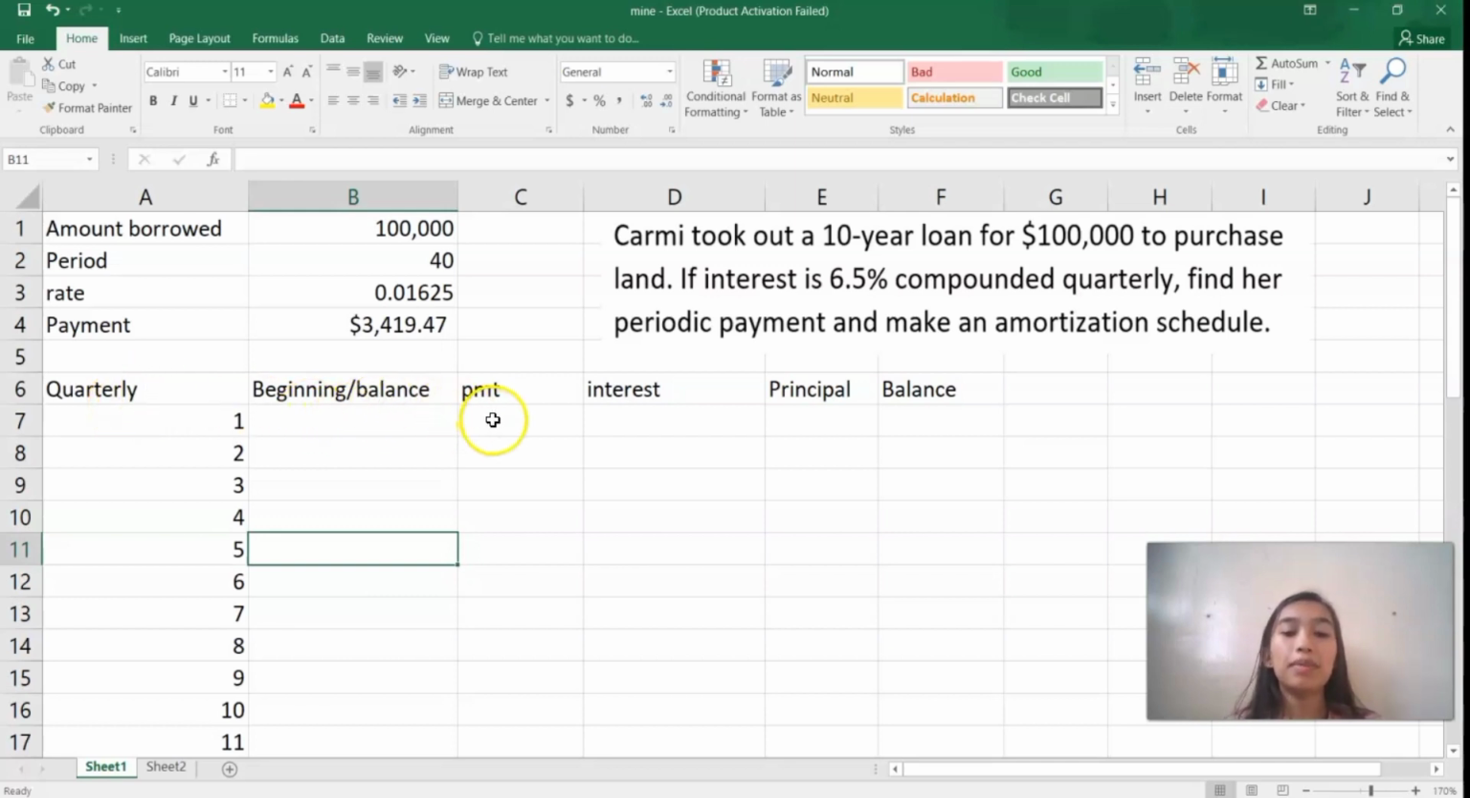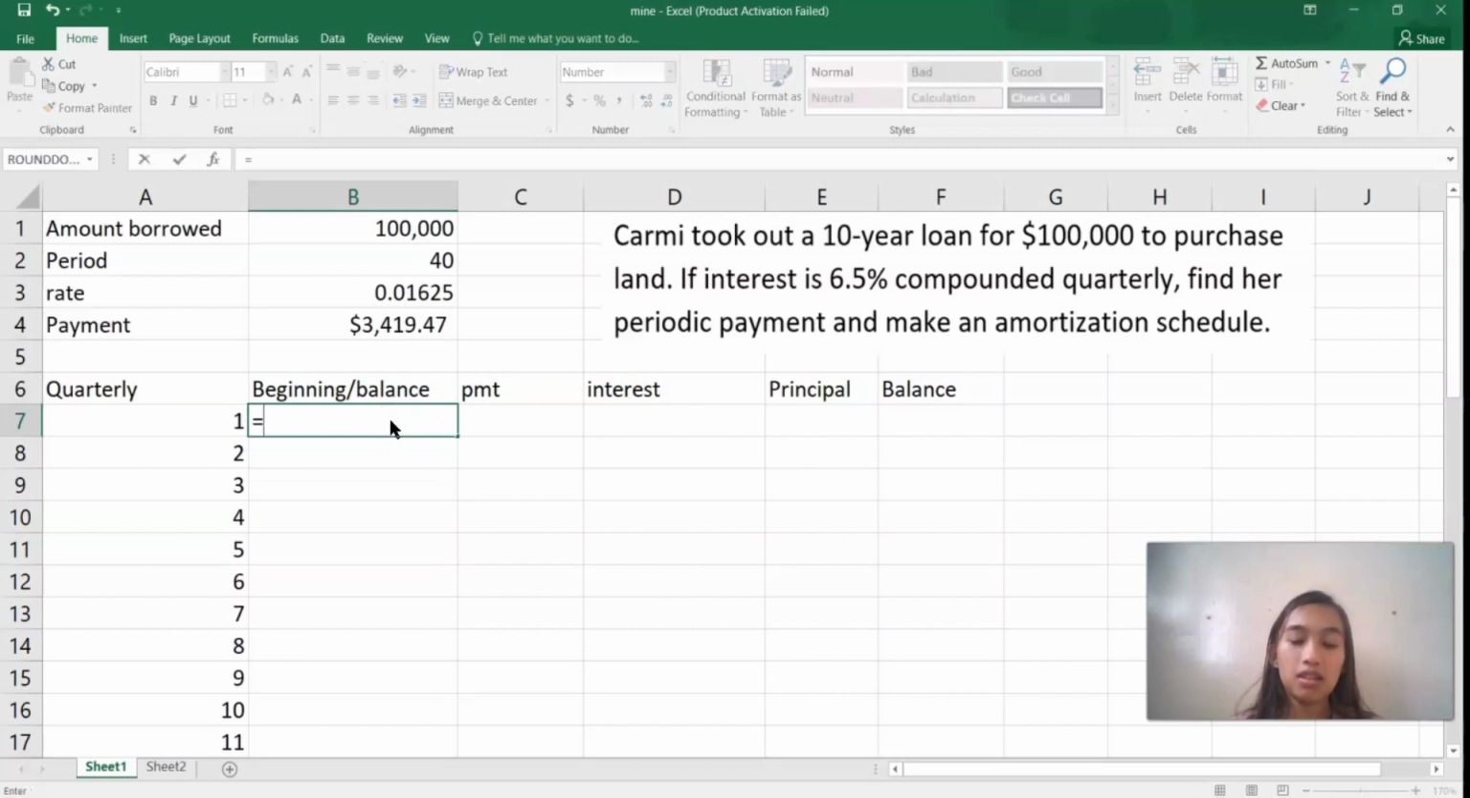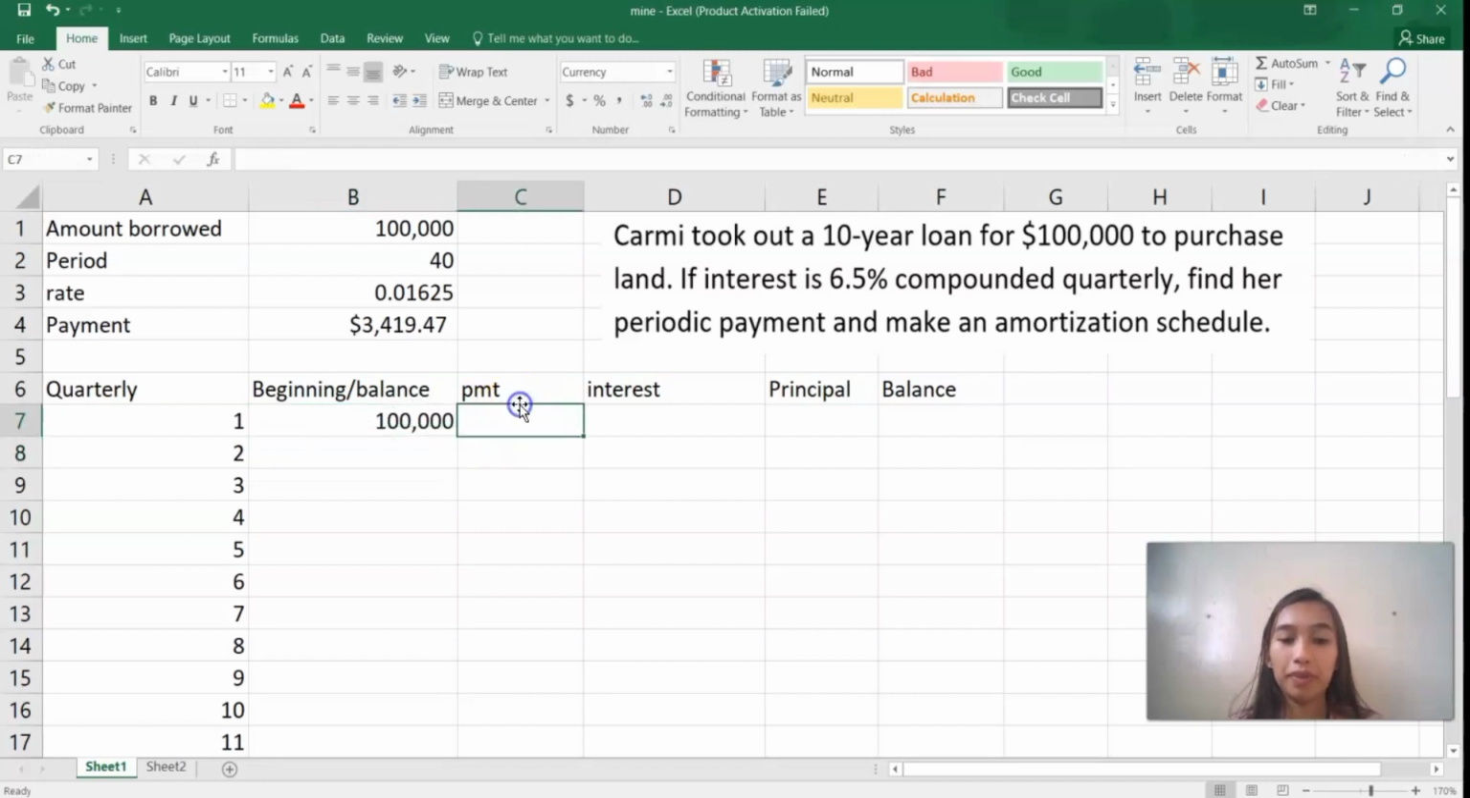Alright, in making a schedule, you have here the quarterly, which is our period, the beginning balance, the PMT, which is the payment, the interest, principal, and balance. So first we have to write here the beginning. So our beginning is 100,000. So our payment equals, you just have to click here the payment and enter.